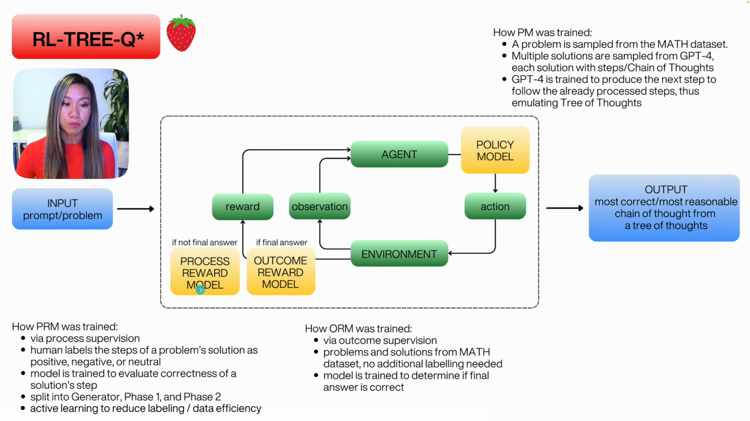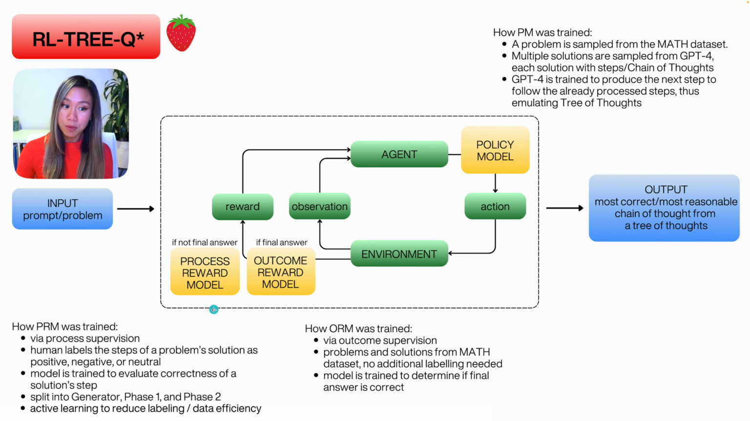Now your reward models here are also neural networks, each with their own way of getting trained. The process reward model was trained via process supervision, and the outcome reward model was trained with outcome supervision. Training the outcome reward model is relatively straightforward since a final answer is either correct or incorrect for a math problem. So here, you don't really need a new data set or any additional labeling work from a human.